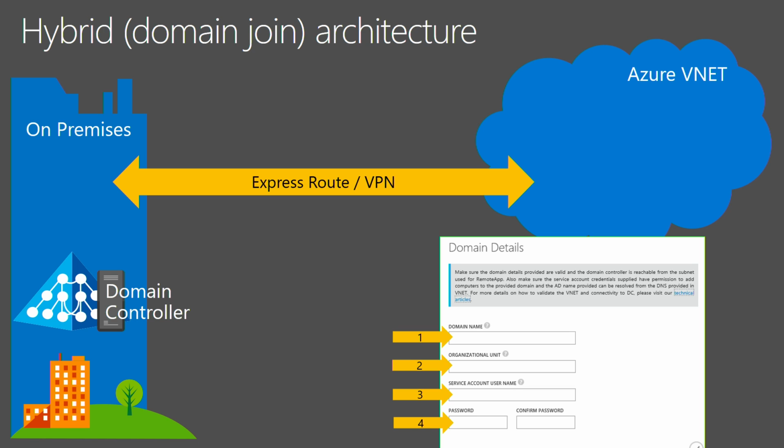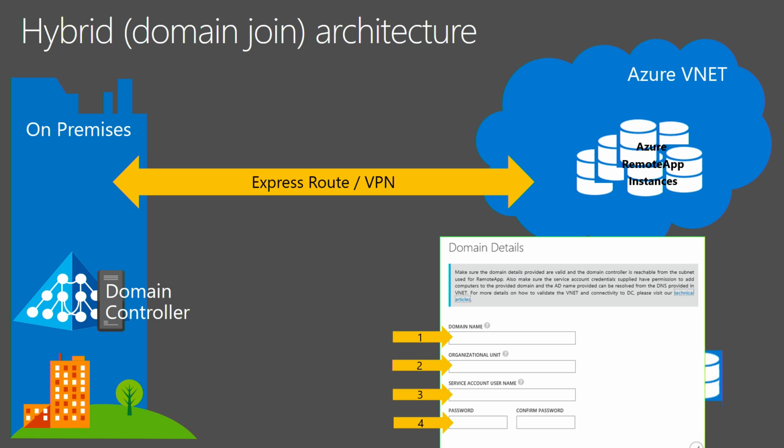So once you give us all this, and you click next, and that provisioning happens, when we start making those clones of those Azure RemoteApp instances, what's happening underneath is we're creating copies of them, we're domain joining them, using the credentials that you provided us in the OU that you specified to the domain, which happens to sit back through that ExpressRoute VPN connection on your on-premises network.